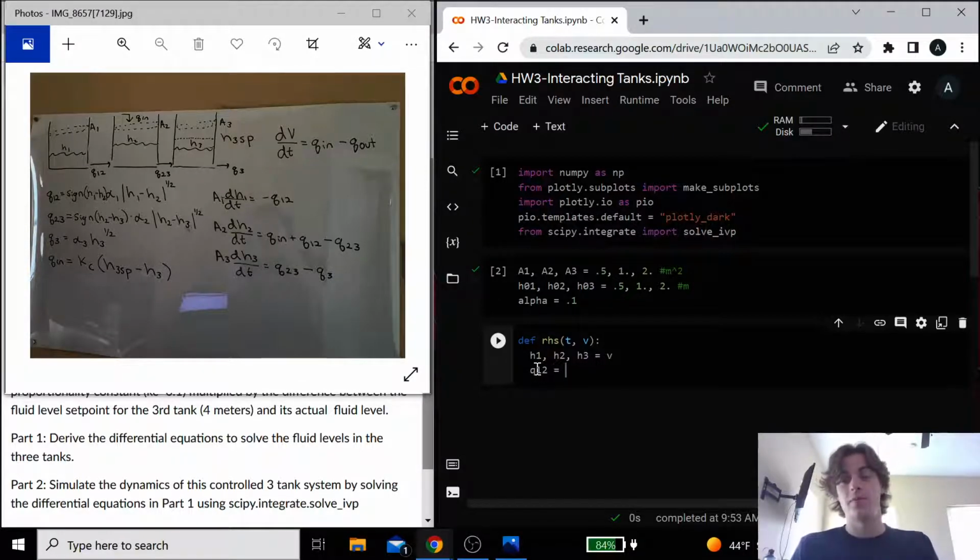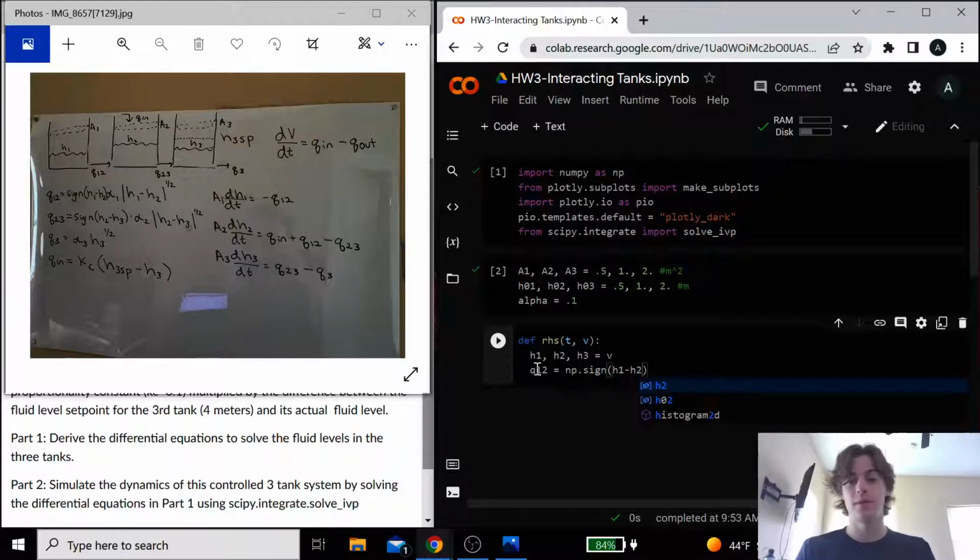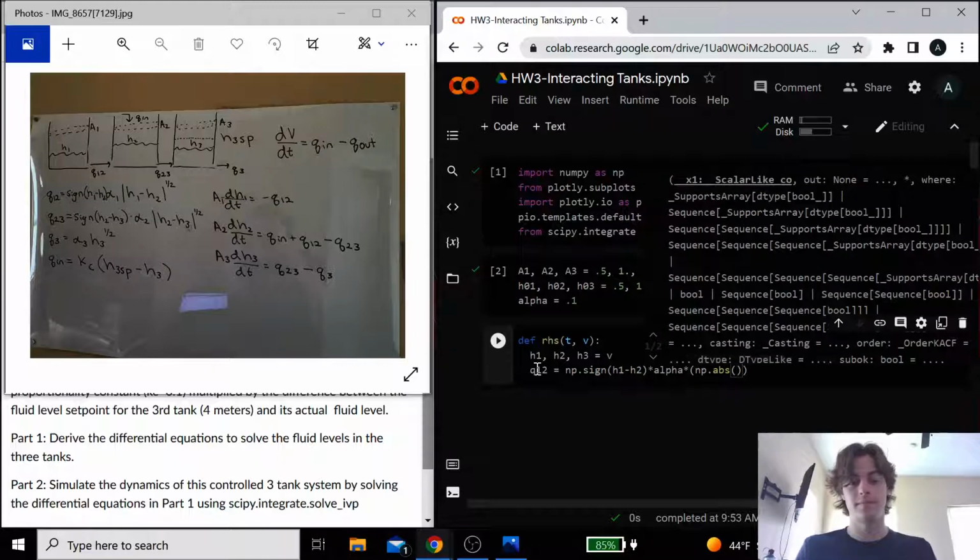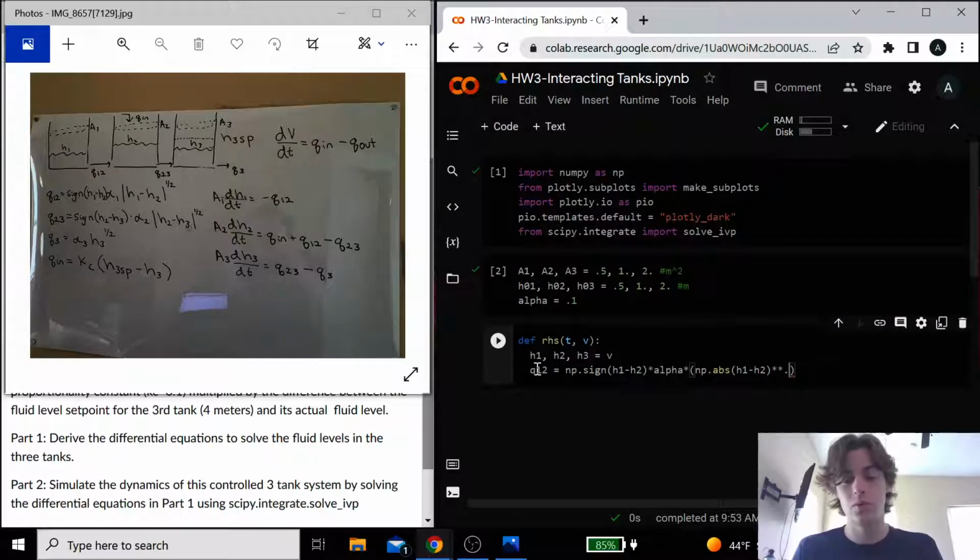The flow rate between 1 and 2 was defined as the sign of the difference between the height of tank 1 and the height of tank 2, times our proportionality constant alpha, times the absolute value of the difference between the heights of tanks 1 and 2 to the 1/2 power.